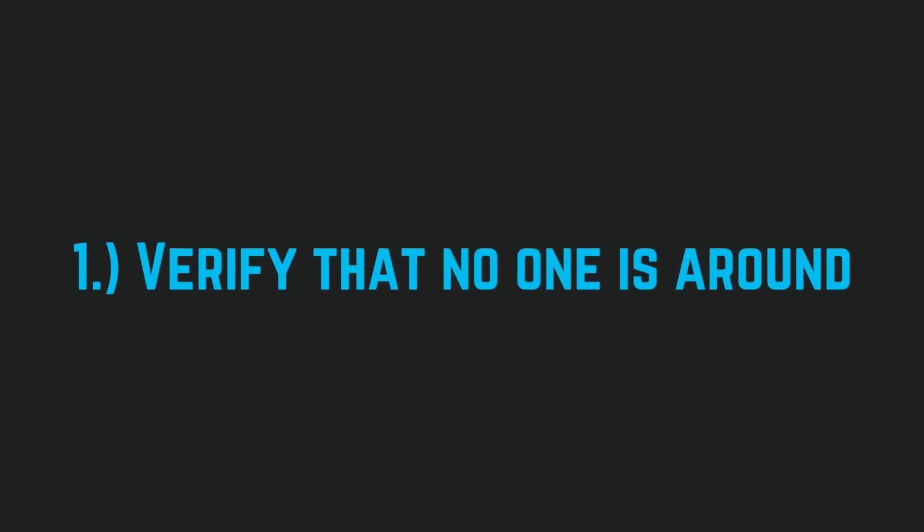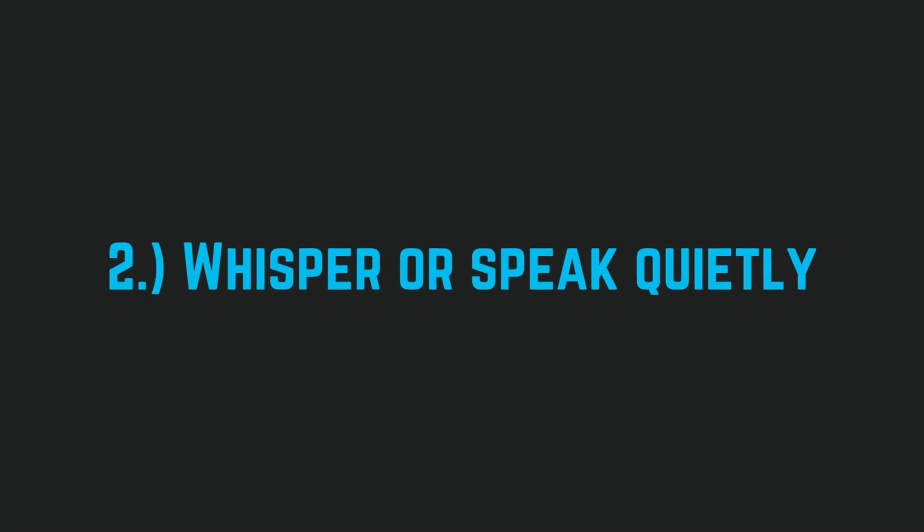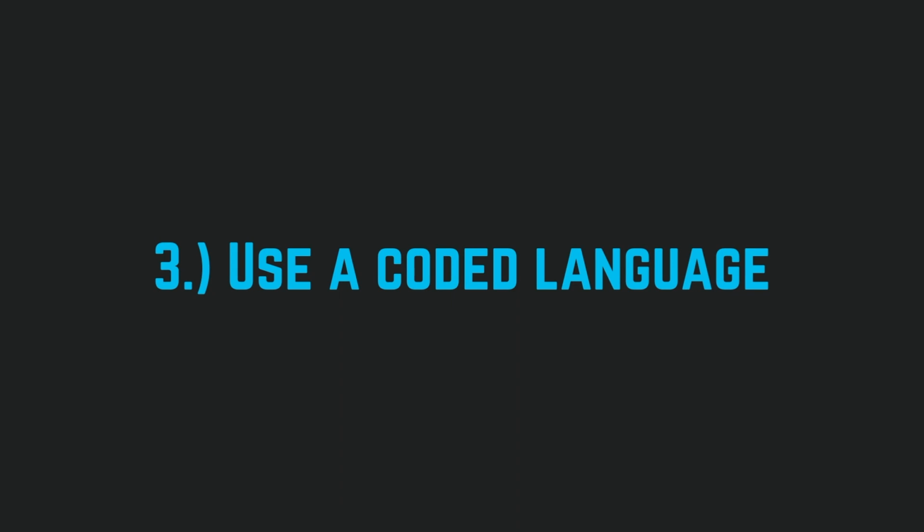So first, perhaps you thought of looking around and visually verifying that no one is around before saying the secret information. Or second, maybe you thought that you could simply whisper or speak quietly to avoid others nearby from hearing the secret information. Or lastly, maybe you could have created some kind of coded language with someone you know, so that the eavesdropper is unaware of what you were saying.